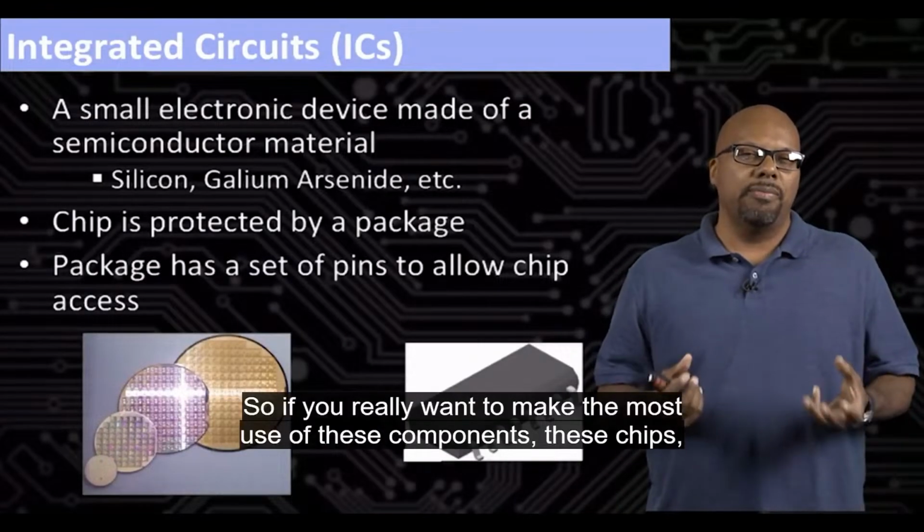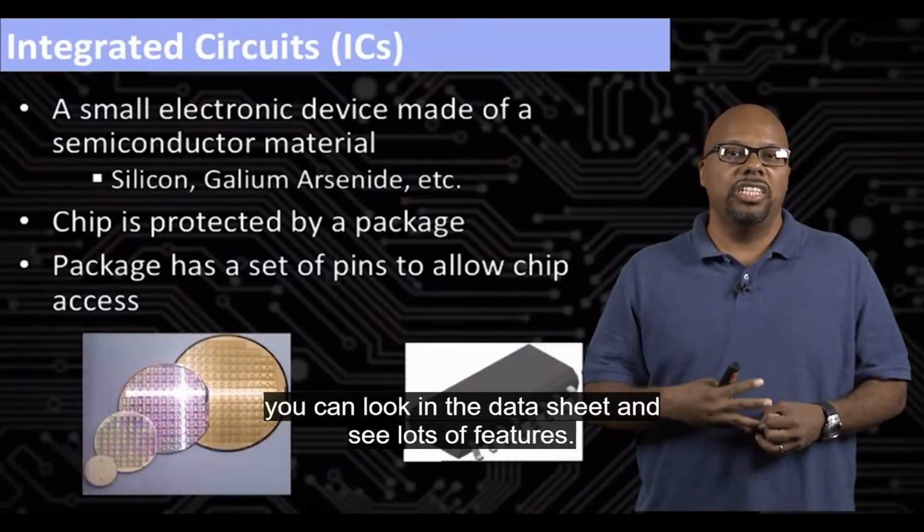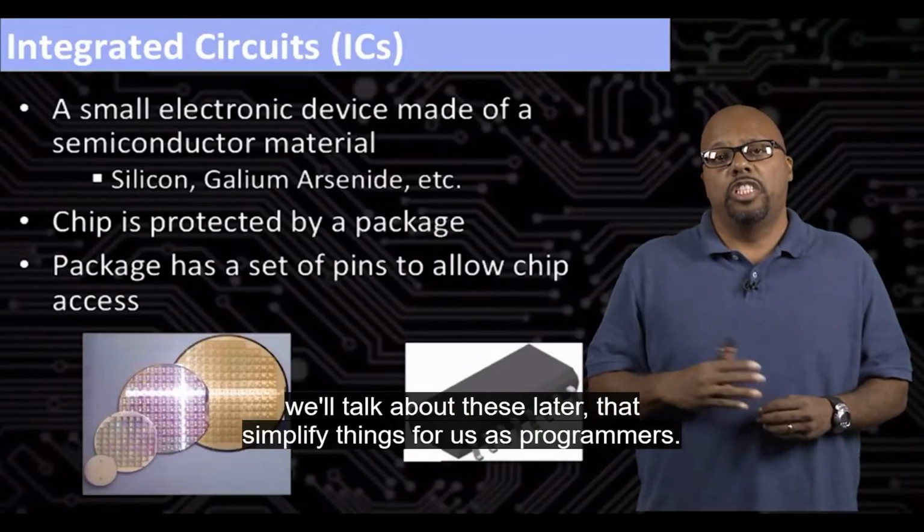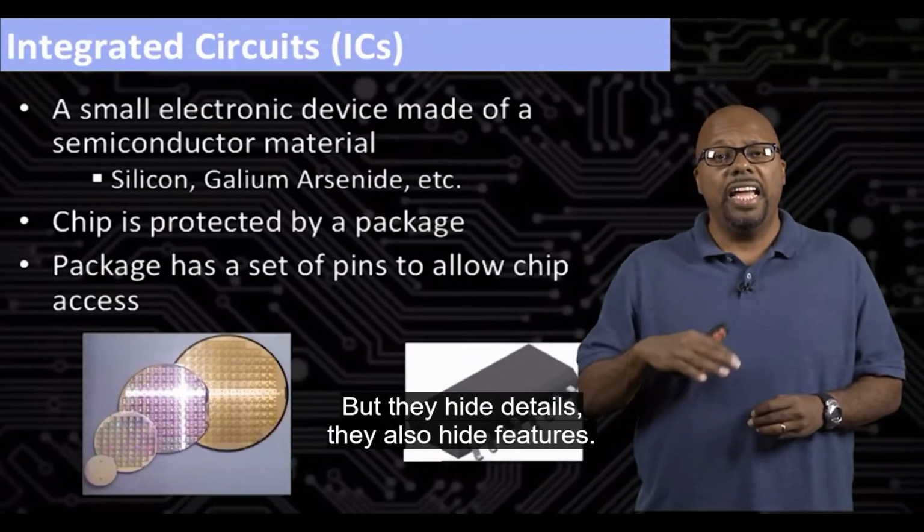But you could. If you really want to make the most use of these components, these chips, you can look in the data sheet and see lots of features. So the trade-off with what we're doing with Arduinos and Raspberry Pis is that they give us these library functions, and we'll talk about these later, that simplify things for us as programmers. But they hide details, they also hide features.